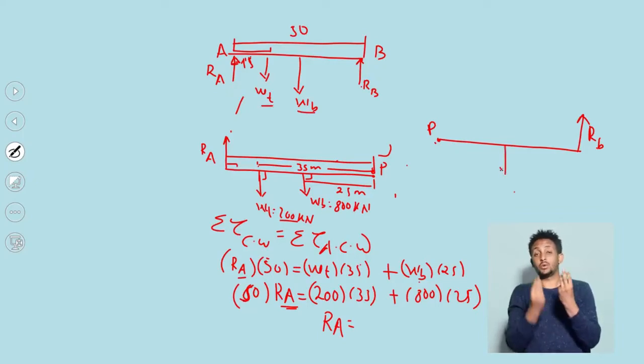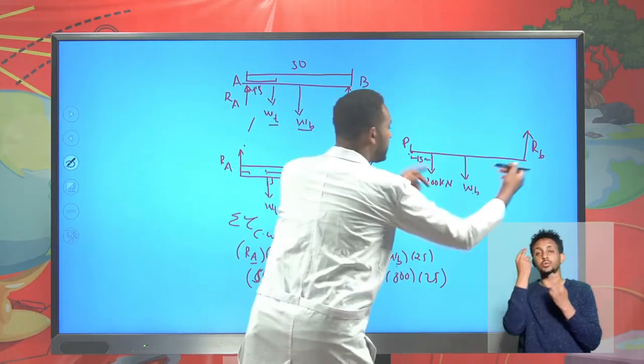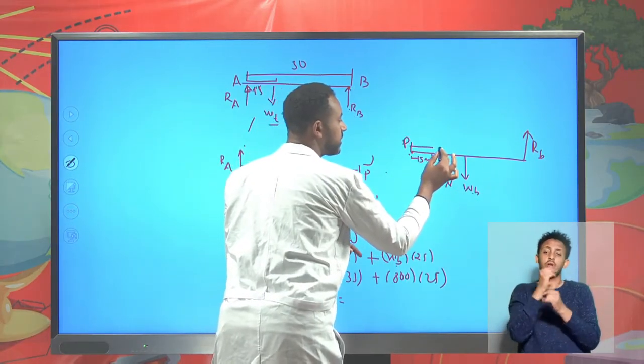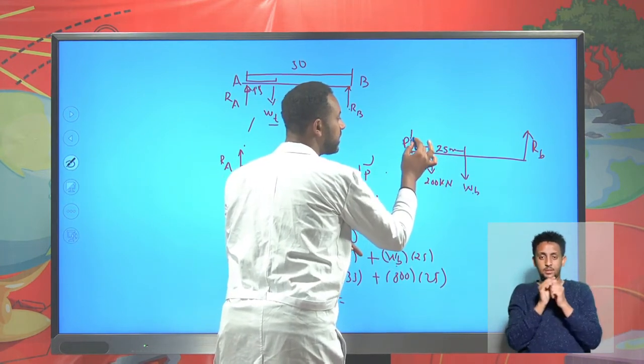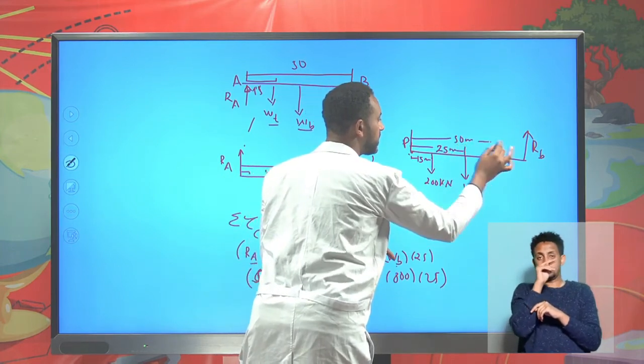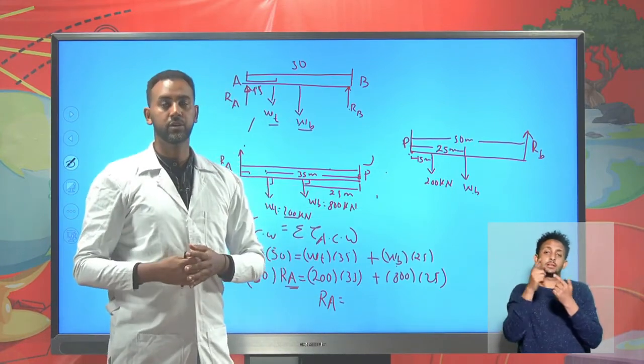The weight of the bridge is exactly at the center. The other weight acting here is the weight of the truck. The weight of the truck from the pivotal point is found at 15 meter, and it is 200 kilonewton. Actually, the weight of the bridge from this point is exactly at half, and it should be 25 meter. And this one should be 50 meter, so that you can determine it, again applying the second condition of equilibrium.